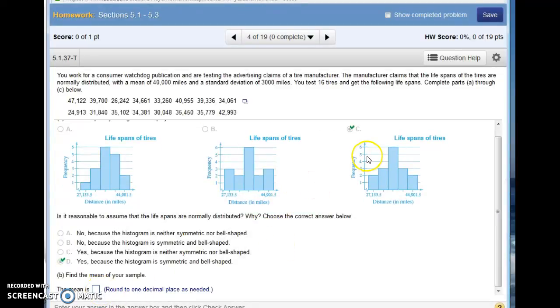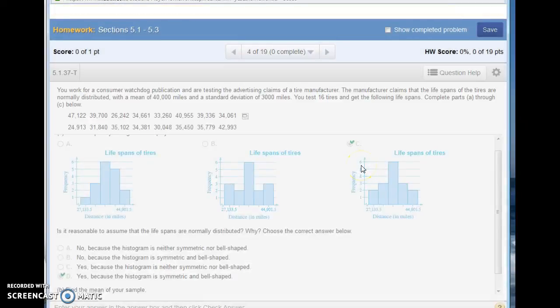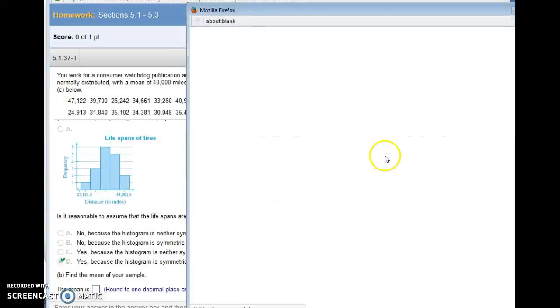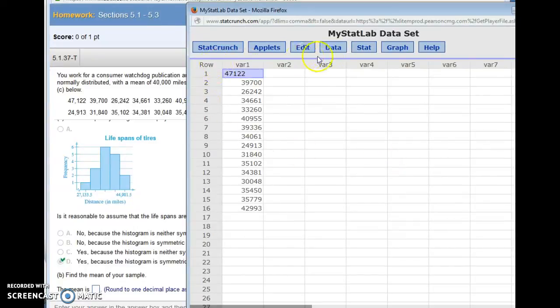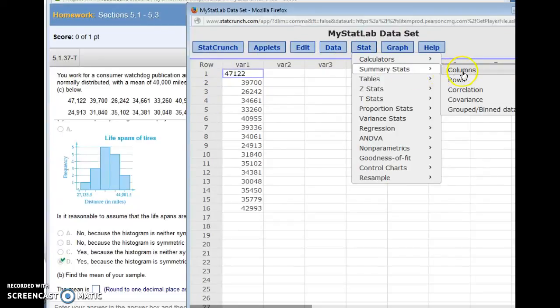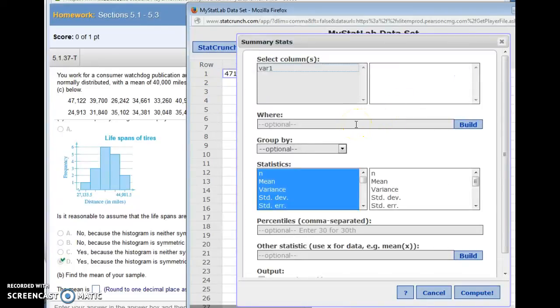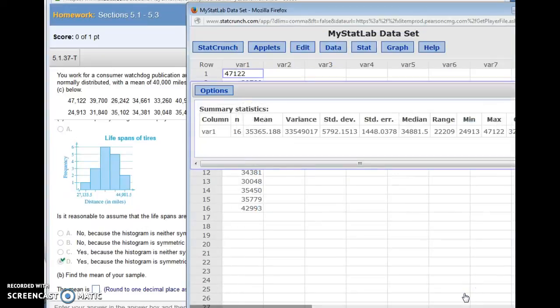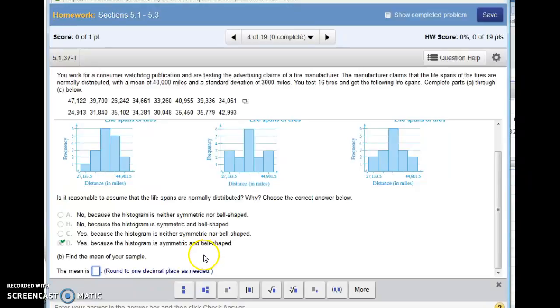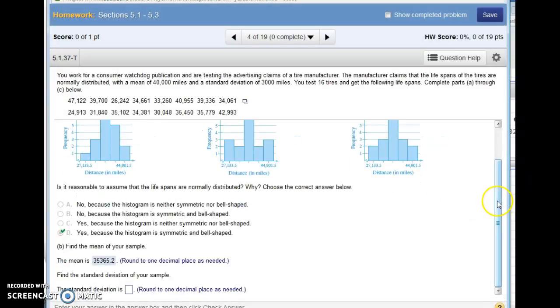Now it wants the mean. Should not have closed my StatCrunch. Back up here to that little click thing. Open in StatCrunch. And again, if you're good at Excel, you can do it in Excel because it will copy. And this time we're going to do stat, and we want summary stats. And we want summary stats of a column. And we want variable 1. And I just let it do what it thinks it should do. Compute. And the mean is right here. I'm going to just cut and come over here and paste. But it says round to 1 decimal place, so I have to change the 1 to a 2. Check my answer. Yes. The computer did that real well.